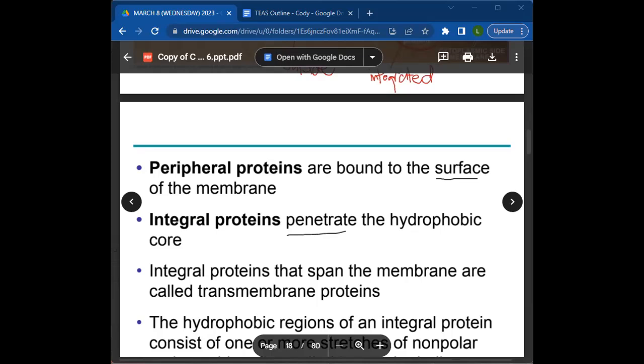Then for integral, I try to remember integrated. They're supposed to be embedded in the cell membrane.